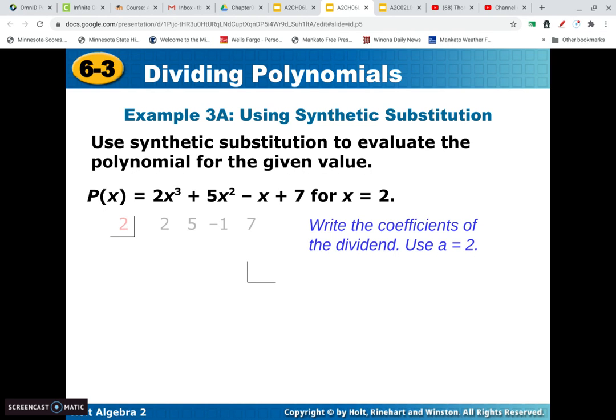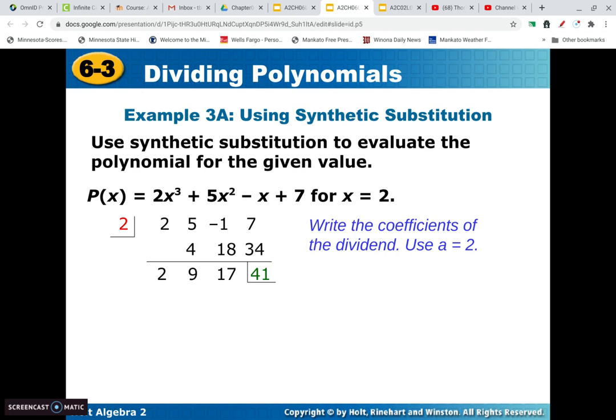We're going to do it for x equals 2. So we're going to put 2 in the box. We've got 2, 5, -1, and 7 up there as we do our synthetic division. Here we go. Drop the 2 like it's hot. 2 times 2 is 4. Add them together, you get 9. 2 times 9 is 18. Add those together, you get 17. 2 times 17 is 34. And if you add those together, we get 41 in the remainder box.